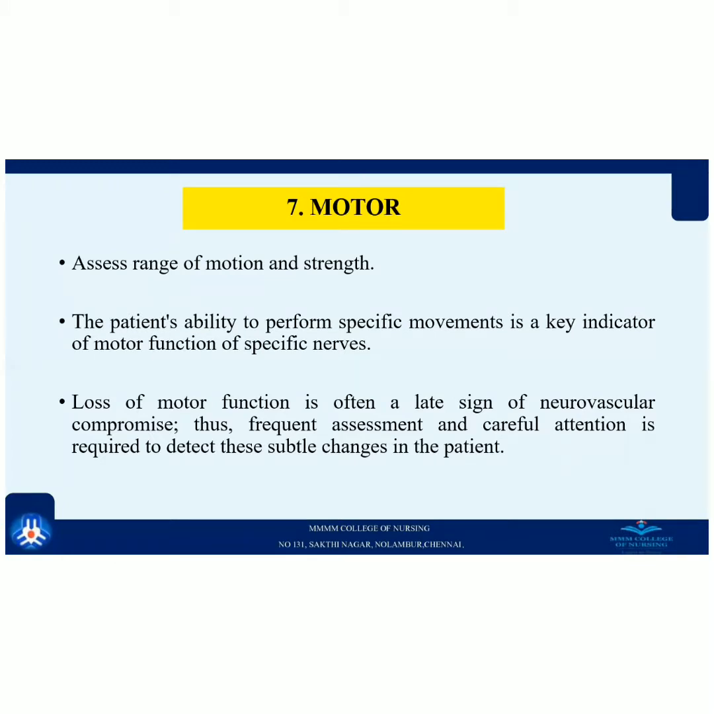Assess range of motion and strength. Here, we need to assess the patient's ability to perform any specific movement, which will be a key indicator of motor function carried out by specific nerve endings. Because loss of motor function could be a late sign of neurovascular compromise, we need to make frequent assessments and pay careful attention to find these subtle changes in the patient as early as possible.